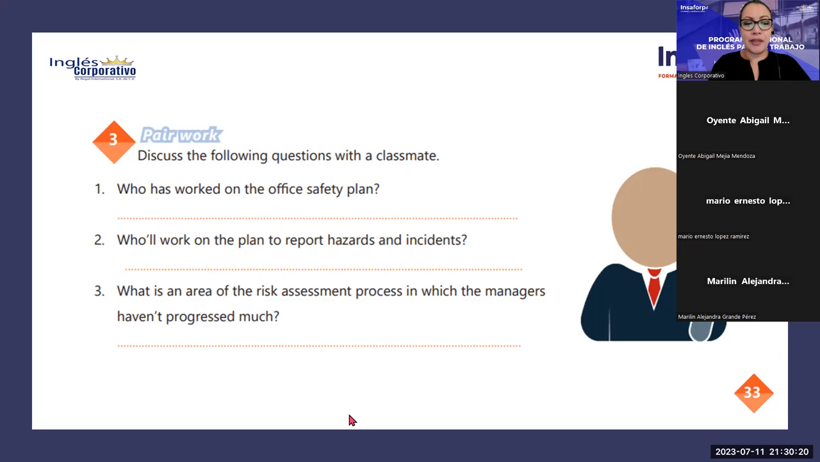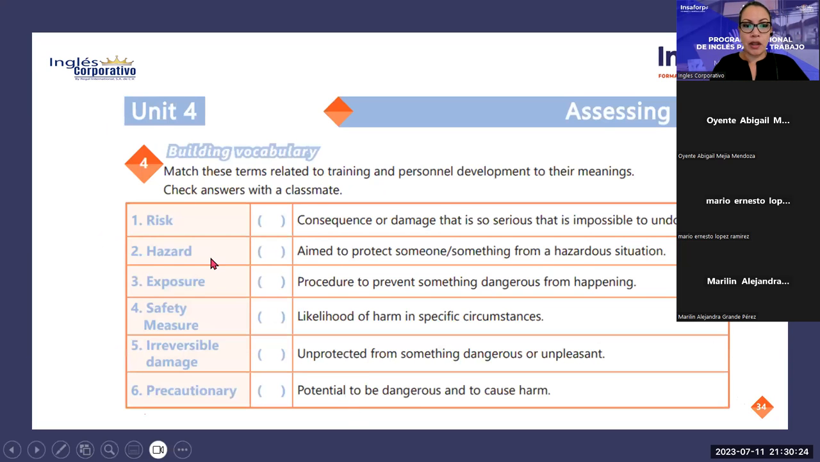Now, after that, we have a building vocabulary exercise. I think that we can do this without a dictionary. We don't need a dictionary or translator. Let's try to do it without those tools. We're going to match the terms related to training and personal development to their meaning, and then we're going to check them with our classmates here in the main session. And we have the words risk, hazard, exposure, safety measure, irreversible damage, and precautionary. And then we have the definitions.